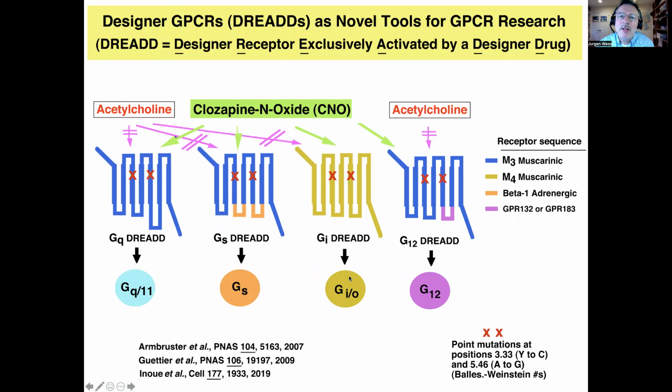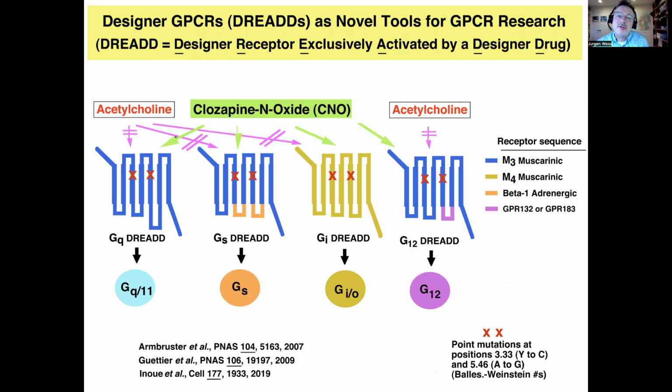To overcome these difficulties, we started to use a group of designer GPCRs known as DREADDs as novel tools for this kind of research. The term DREADD was coined by Brian Roth at the University of North Carolina quite a while ago. It stands for designer receptor exclusively activated by a designer drug.